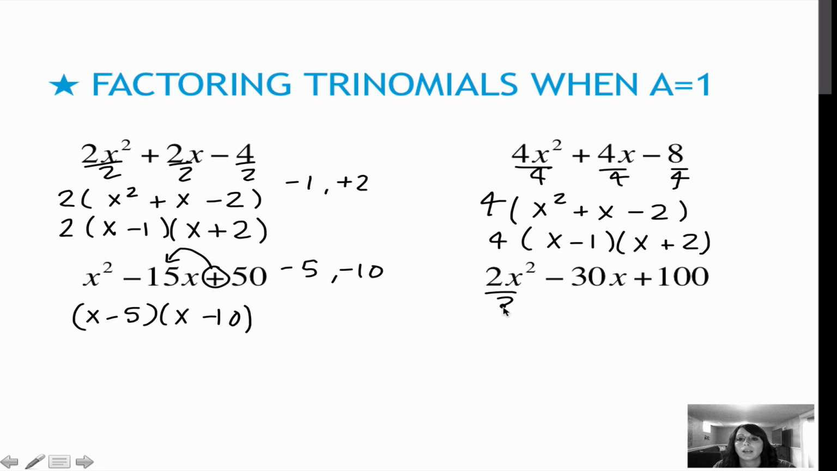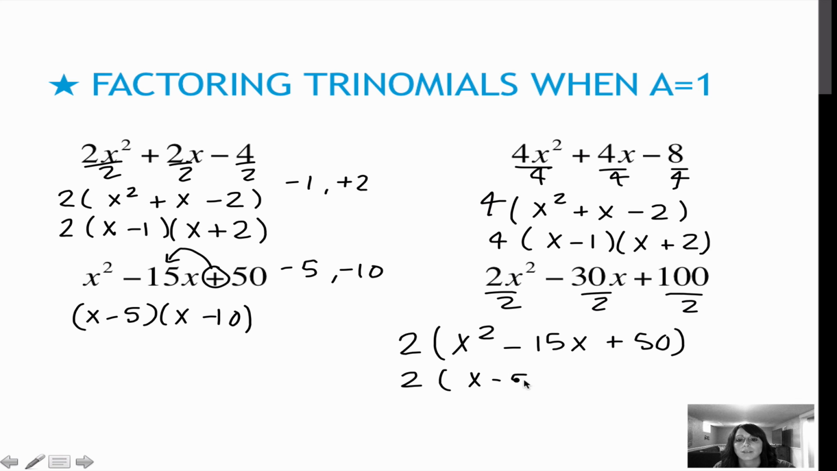And the last one, a GCF of 2 would make this a little bit easier to factor. So x squared minus 15x plus 50. And then notice I've already factored that over here. So I just have a 2 on the outside, and then x minus 5, x minus 10.